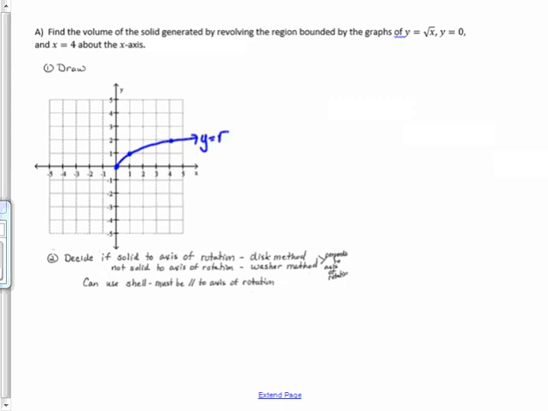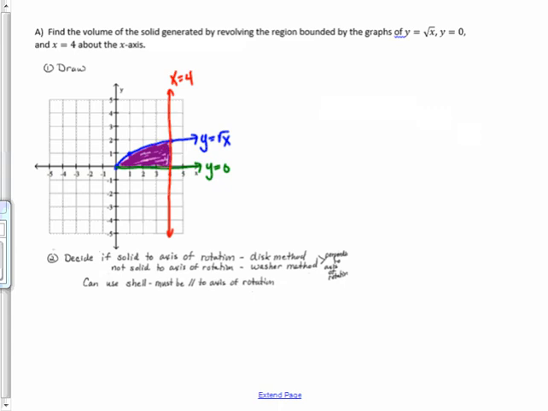So label them so you know what you're doing. Let me move that out of the way. All right, and then y equals 0 right here, and x equals 4. So I've got this purple region right here. So first thing you want to do is draw it.